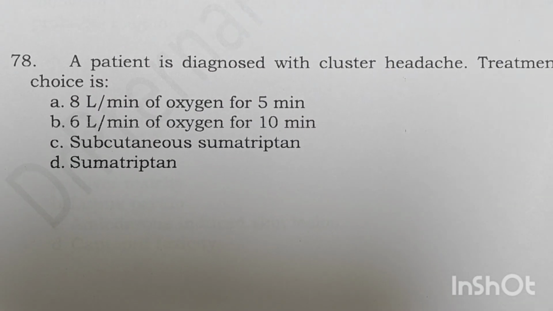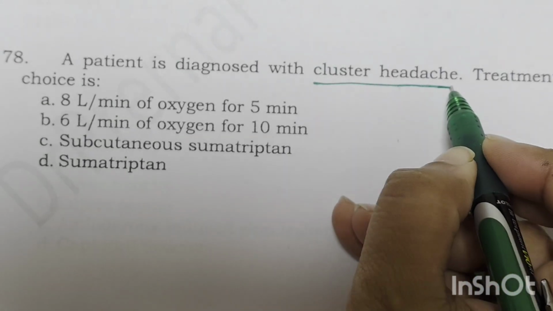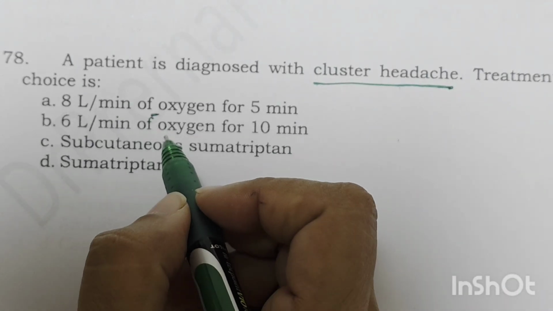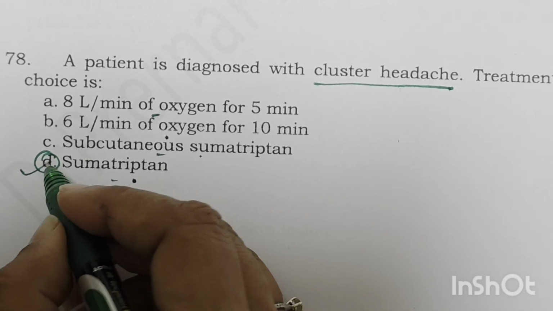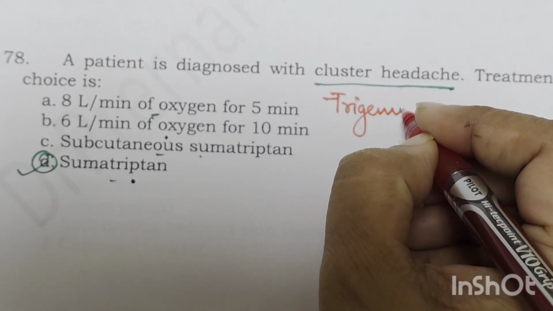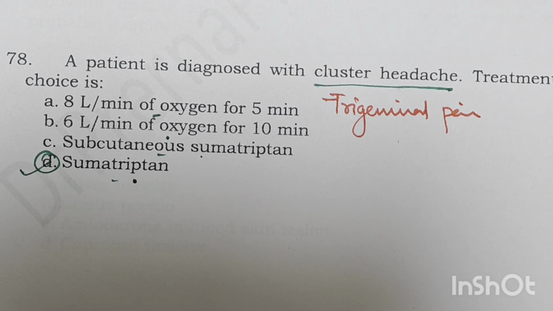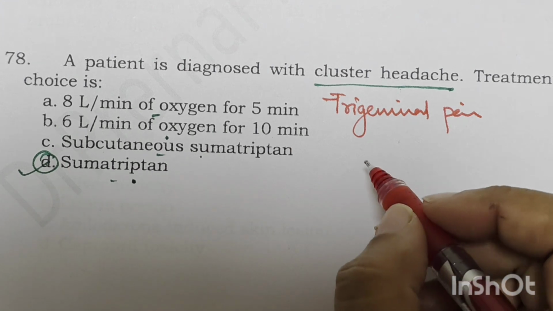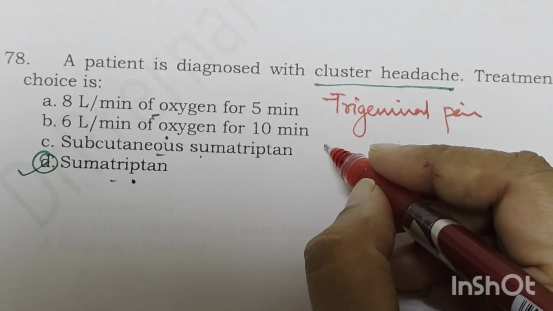A patient is diagnosed with cluster headache. So what is the treatment of choice in cluster headache? Do we give 6 liter of oxygen, do we give subcutaneous sumatriptan, or do we give oral sumatriptan? So here the correct answer will be sumatriptan. Now why? Cluster headache is basically a type of trigeminal pain, right? Usually subcutaneous or intranasal sumatriptan or inhalation of oxygen is effective. Zolmitriptan is also effective. Dihydroergotamine you can also give. Various prophylactic agents can be given, like lithium, verapamil and all. So now oral medications.